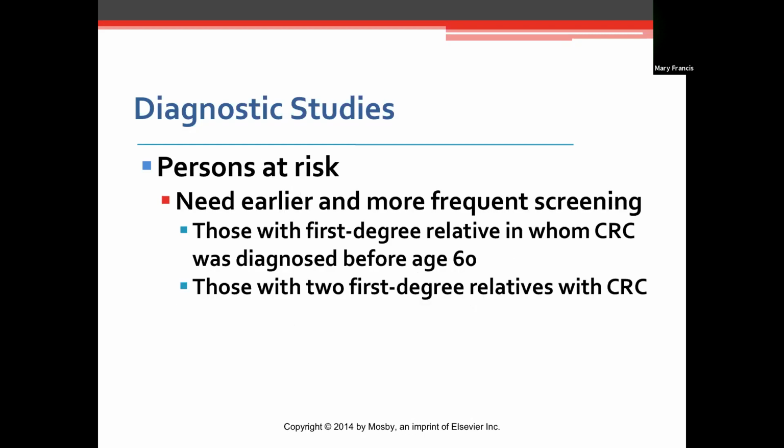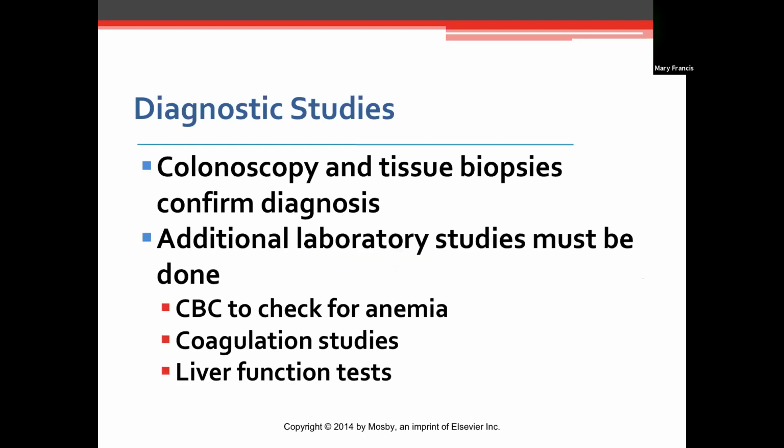Persons at risk need earlier and more frequent screening. The people at risk are those who have a first-degree relative, the father, the son, the brother, who was diagnosed with colorectal cancer before the age of 60. Those with 2 first-degree relatives are considered even higher risk. Colonoscopy and tissue biopsies are what need to be done to confirm a diagnosis.